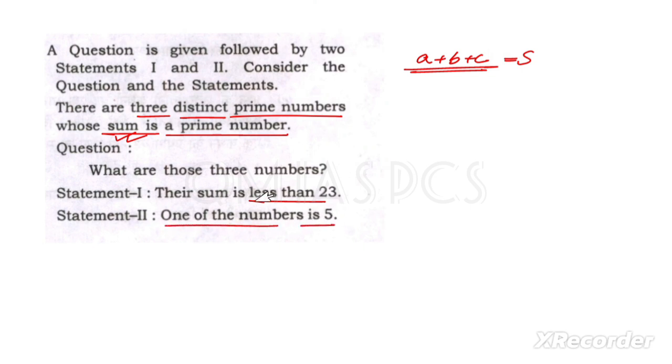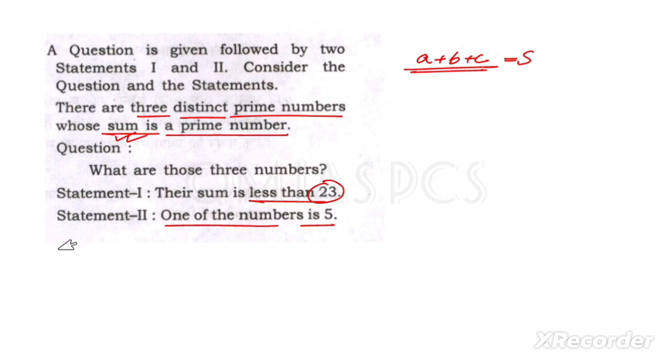Okay, so from this statement, what I am saying here is we don't know about a, b, c. There are many prime numbers, so what can be the possibilities? UPSC is giving you a hint that your limit is 23, we can't go beyond 23. So just write down, what are the prime numbers below 23?